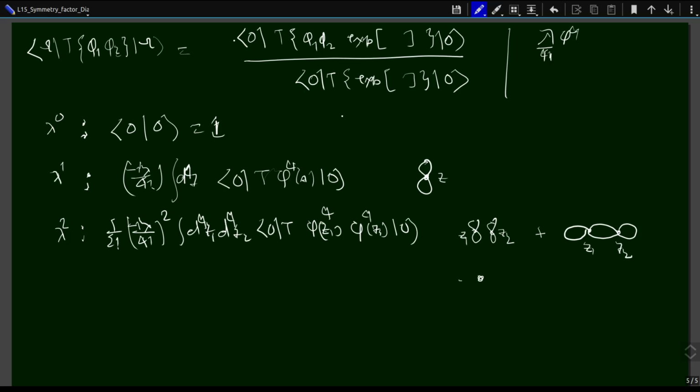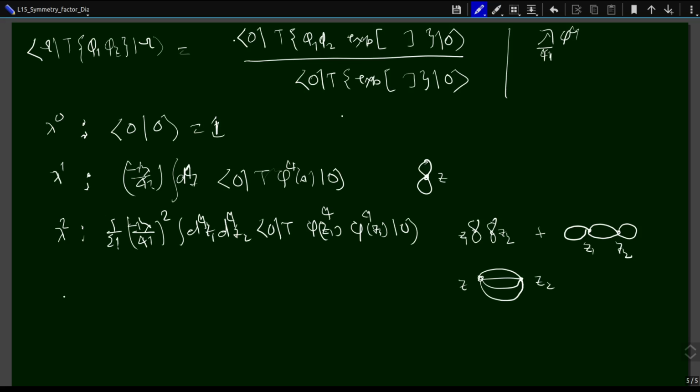So here is z1, here is z2, and this is the diagram. So at order lambda square we have this diagram. Actually we don't need lambda square all the way, but let's just say this is my denominator.